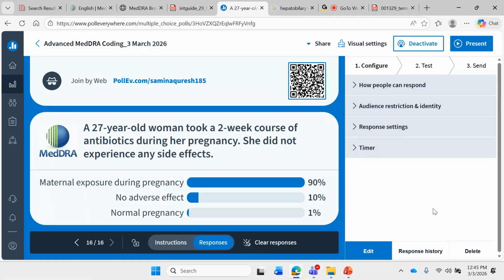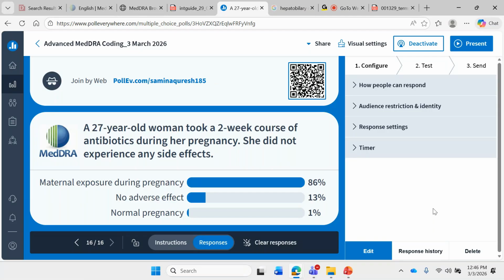Okay, so here, let people work on it a little bit. Okay, so the best choice for this one is, the majority of my respondents, 85%, are correct. The correct choice is maternal exposure during pregnancy.